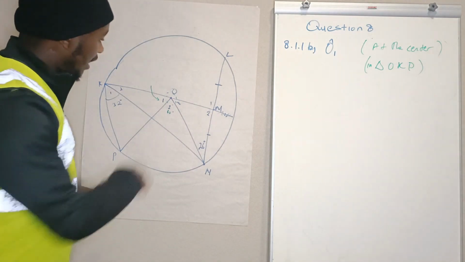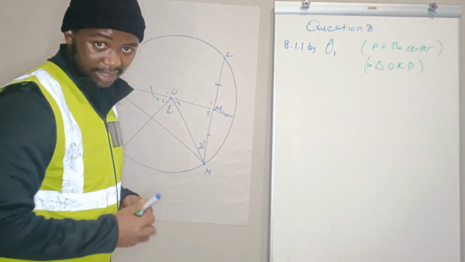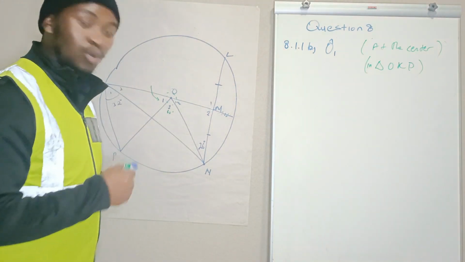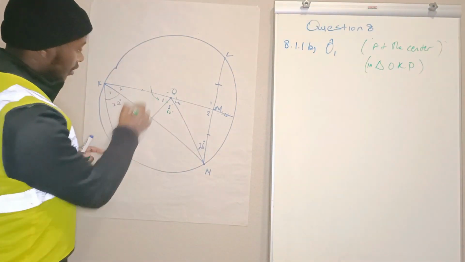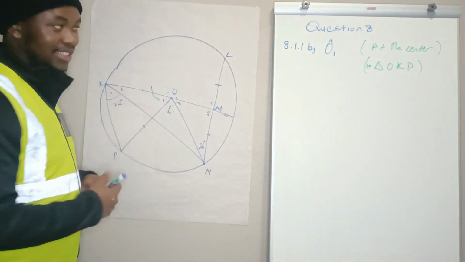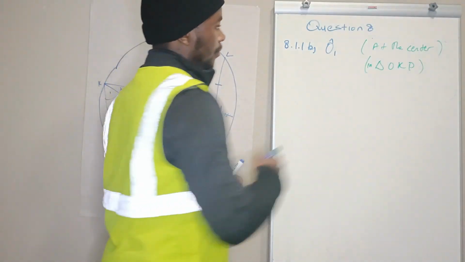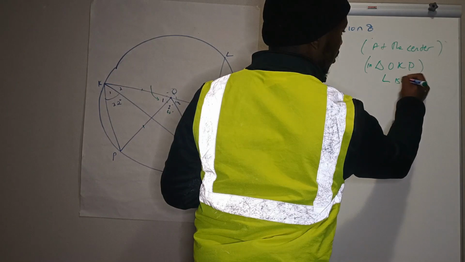Why am I saying that? A line from the center to the circumference is called a radius. So radius will always be equal. Those lines are equal. And if a triangle has equal sides, that triangle is an isosceles triangle. Isosceles.